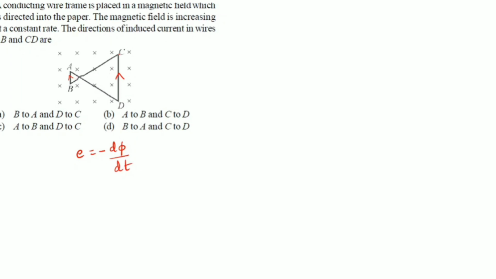So, in the bigger loop, D to C, and in the smaller loop, B to A. So, B to A and D to C is the correct answer, because we know that induced EMF takes place in the backward or opposite direction.